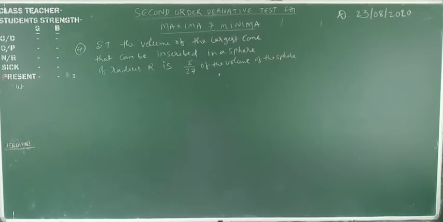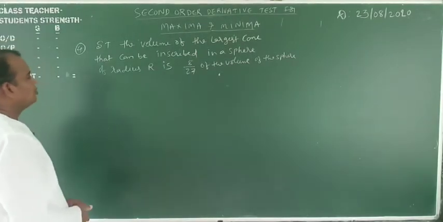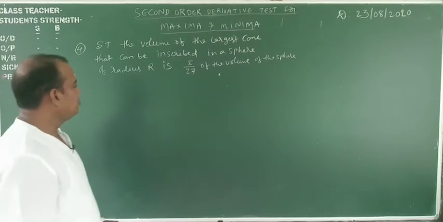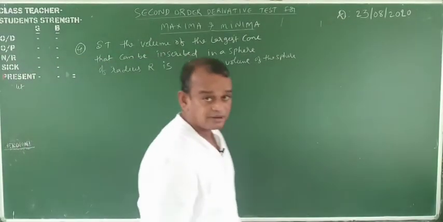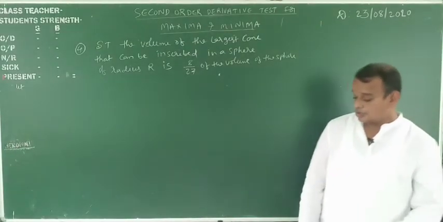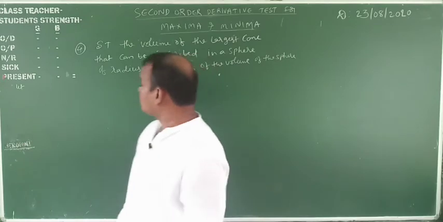Okay, my dear students, we are going to the next problem. What is the next problem? Show that the volume of the largest cone that can be inscribed in a sphere of radius r is 8 by 27 of the volume of the sphere. Very, very important, my dear students. Okay. Show that volume of the largest cone.